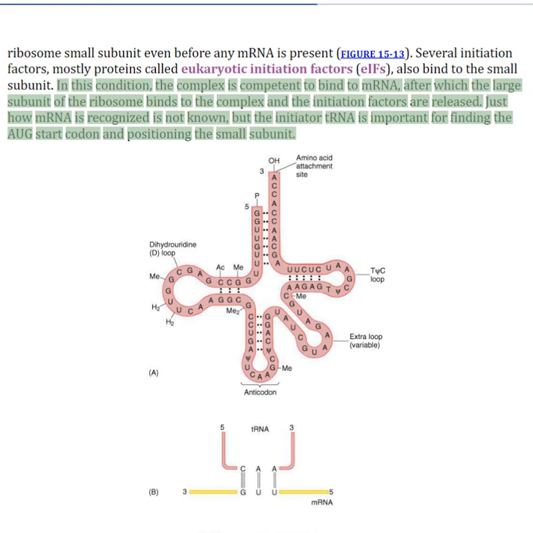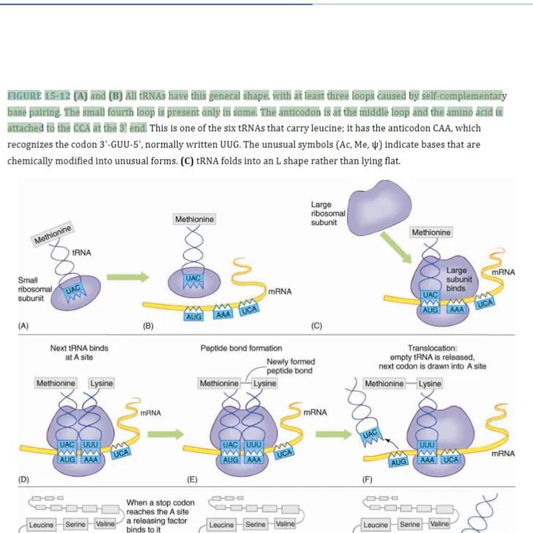Just how mRNA is recognized is not known, but the initiator tRNA is important for finding the AUG start codon and positioning the small subunit. Figure 15.12. All tRNAs have this general shape, with at least 3 loops caused by self-complementary base pairing. The small fourth loop is present only in some. The anticodon is at the middle loop and the amino acid is attached to the CCA at the 3' end.